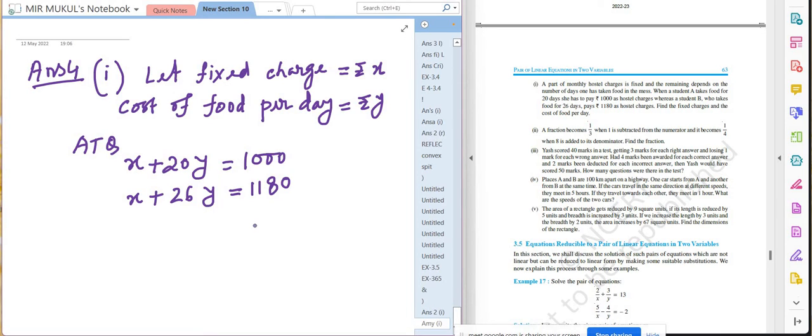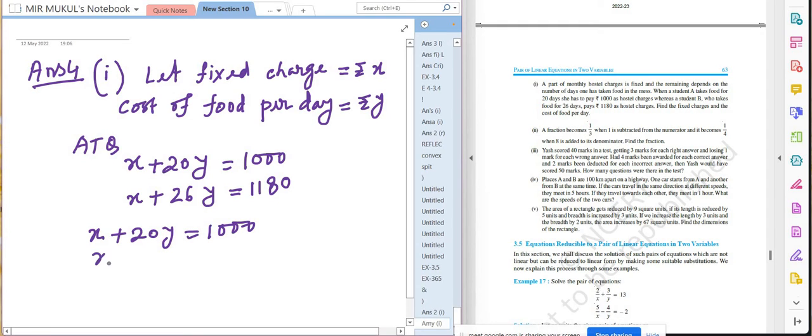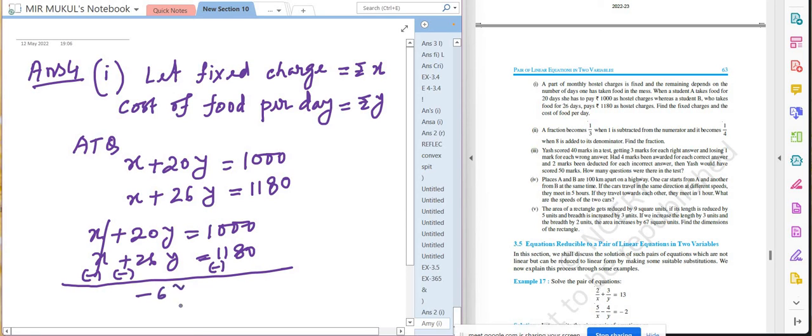Sir, elimination. We can just eliminate the x. Yes. Here the method is not mentioned, so it is not compulsory. So x plus 20y equals 1000, x plus 26y equals 1180. Now if we subtract, here minus and here minus, now cancel these two. Here minus 6y equals minus how much?